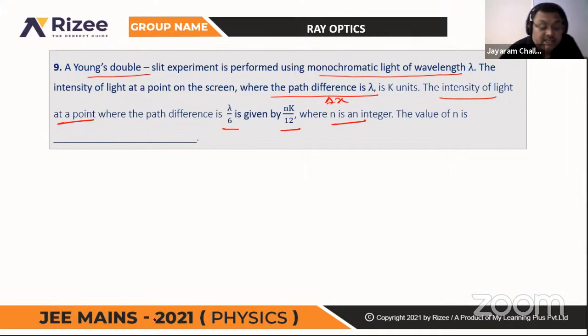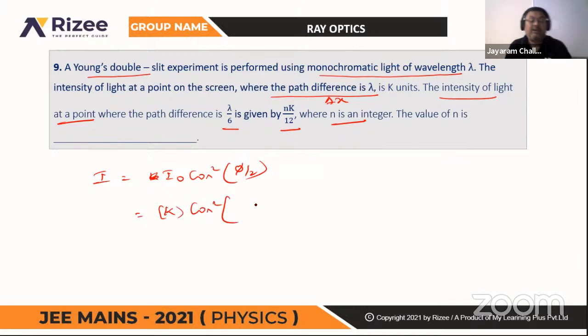So now what he is asking? He is asking us to find the intensity of the light. So how do you get the intensity of the light here? I is equal to the maximum intensity I naught into cos square of phi by 2, where I'm taking your maximum intensity value as some constant K, into cos square of the phase difference between them. To get the phase difference, delta phi is equal to 2 pi by lambda into delta x, or lambda by 6. Cancel this one, this will be pi by 3.